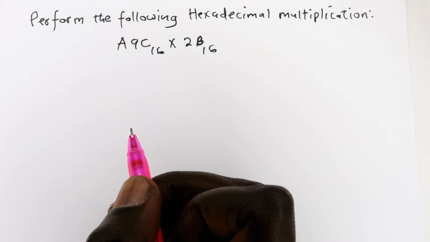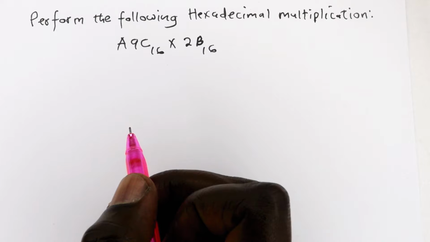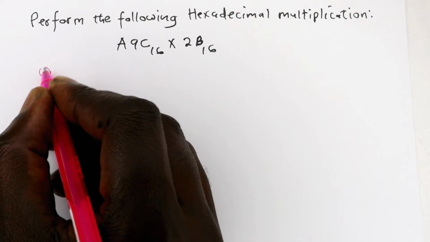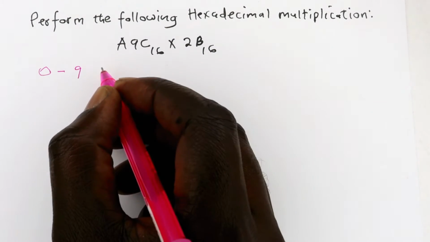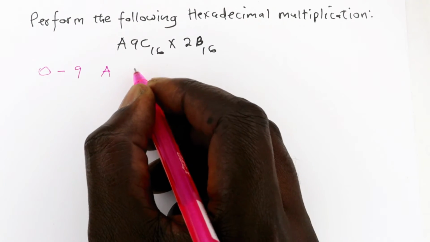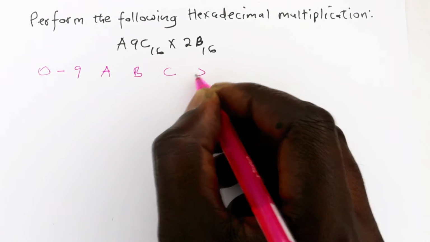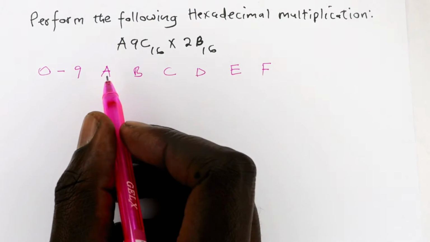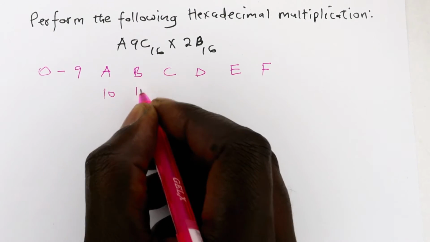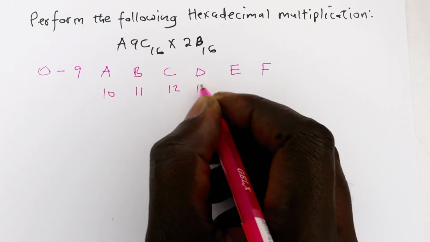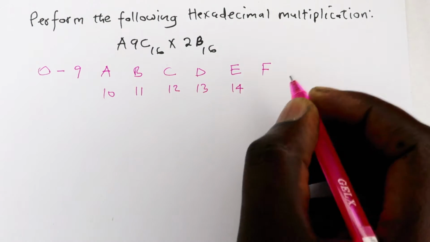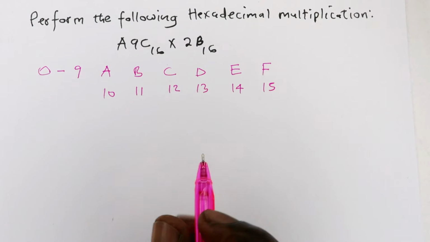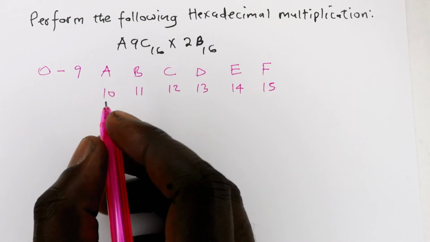So the first thing you need to do is list all the numbers that are involved in hexadecimals. They begin from 0 through 9. Then we have A, B, C, D, E, and F, where A stands for 10, B is 11, C is 12, D is 13, E is 14, and F is 15. So when you have that in mind, the next thing is just to rewrite this.